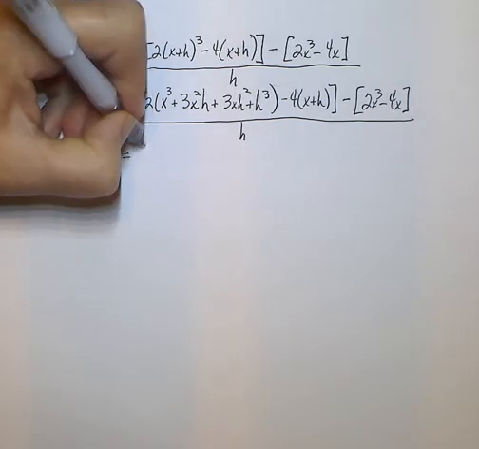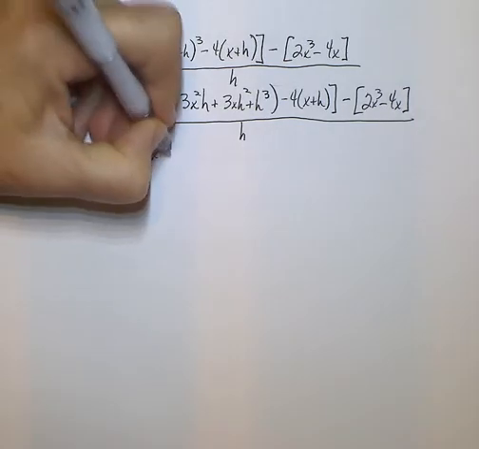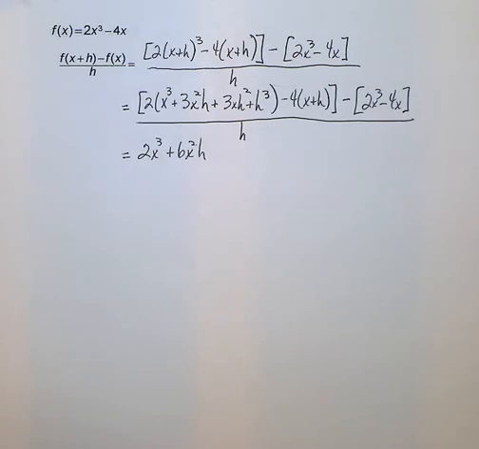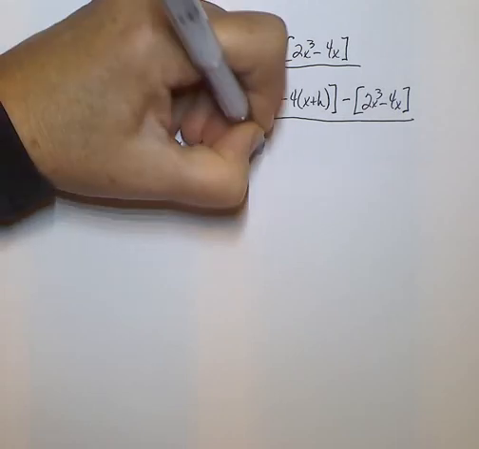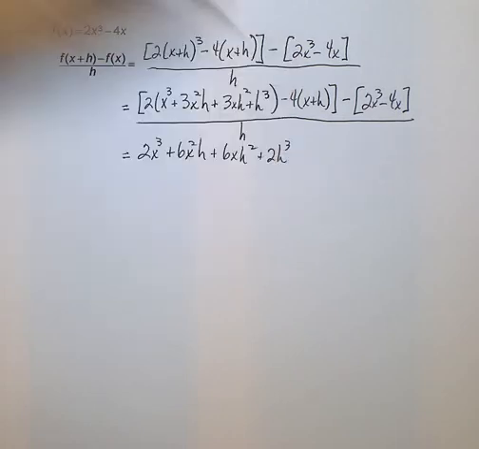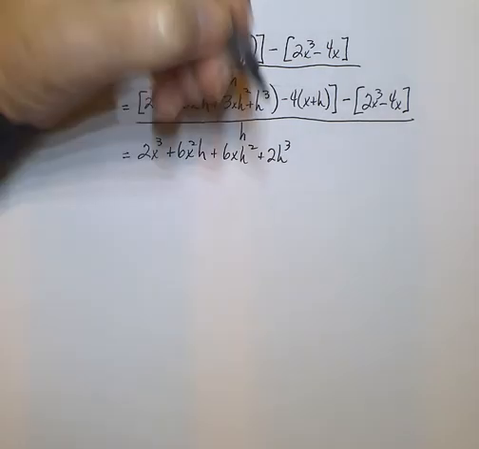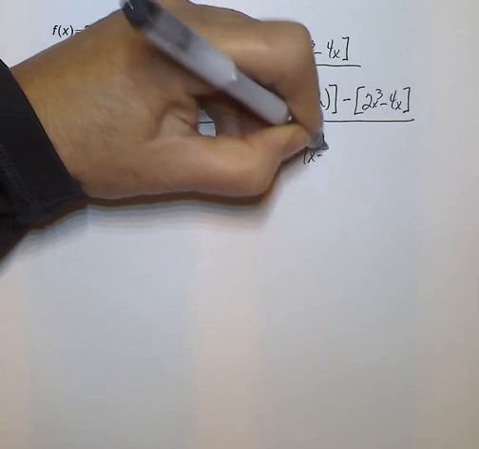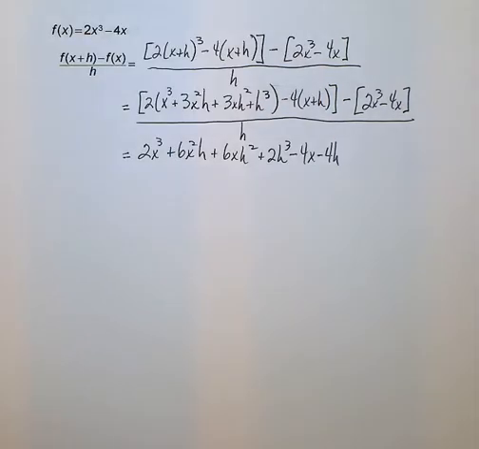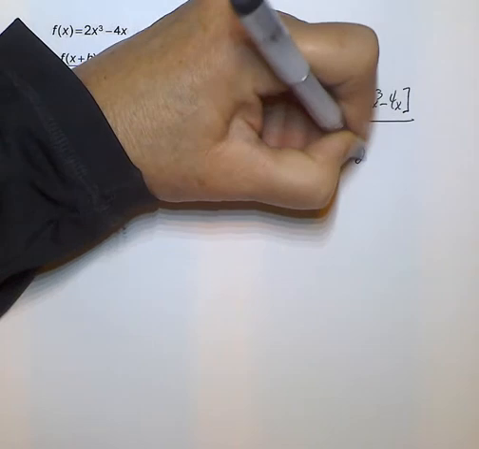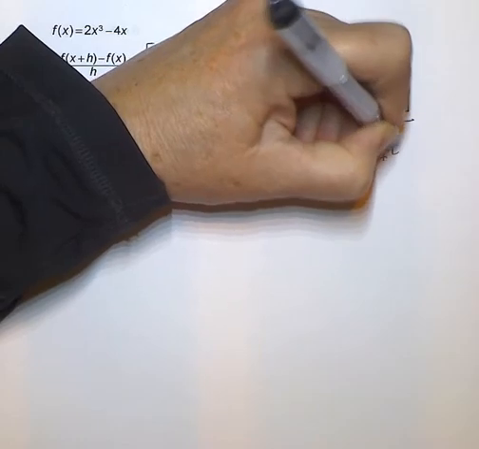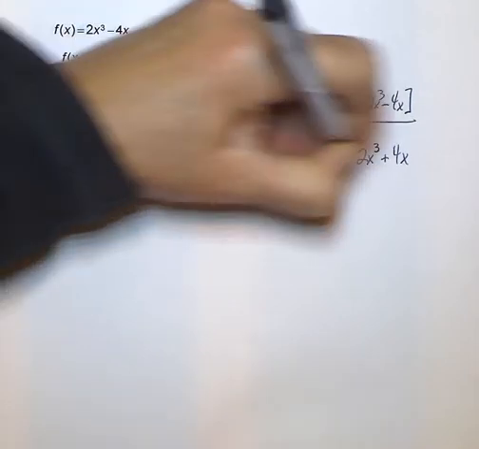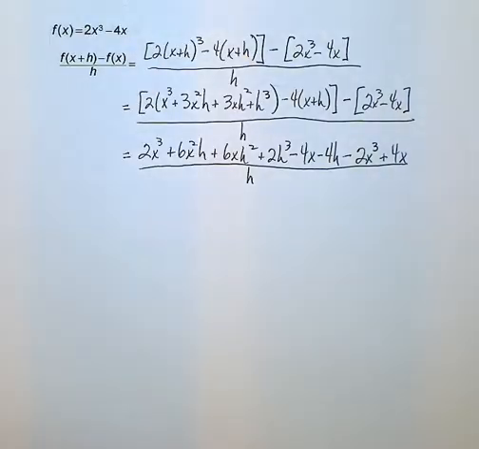So we have 2x cubed plus 6x squared h plus 6xh squared plus 2h cubed, taking 2 times that whole quantity that we had at the front end. I need to distribute the minus 4, so minus 4x minus 4h. That's the end of the brackets. And then for the next brackets, I have to change the sign of each term, so minus 2x cubed plus 4x all over h. And now I'm looking for the expected canceling out.